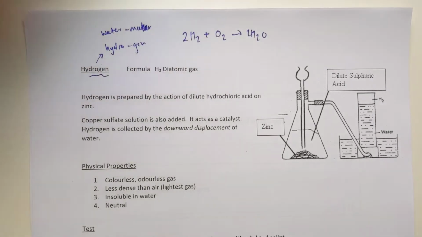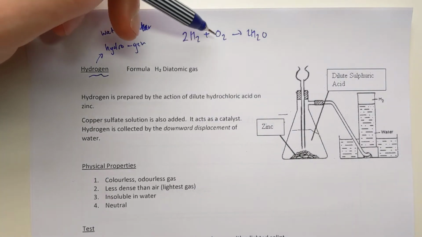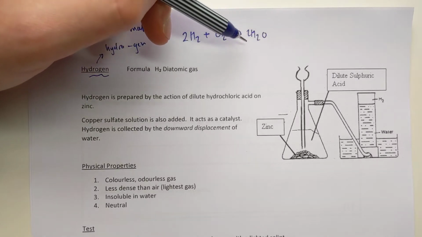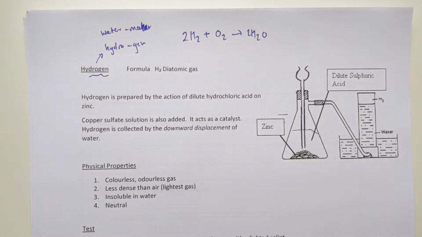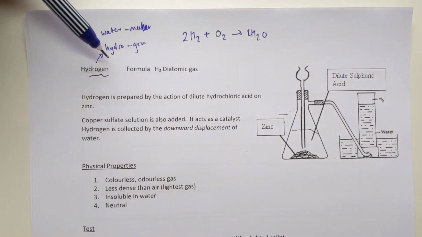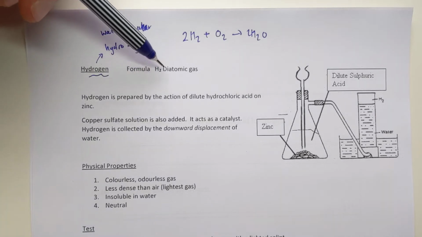And if you think about it, that's actually what you do in the squeaky pop test. In the squeaky pop test, you are burning hydrogen with a lit splint in oxygen. That causes a mini explosion, and the product of that reaction is water. So the scientists who discovered this process thought, this gas makes water when you burn it in oxygen. Let's call it water maker. It's formed as H2, so it's another diatomic gas.